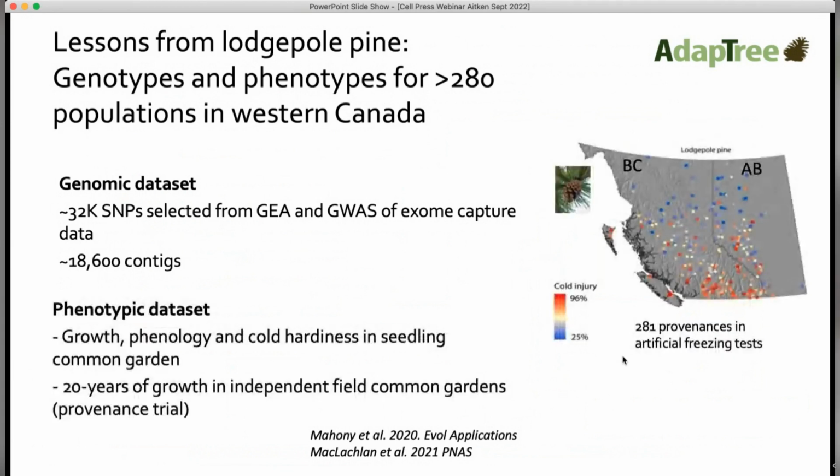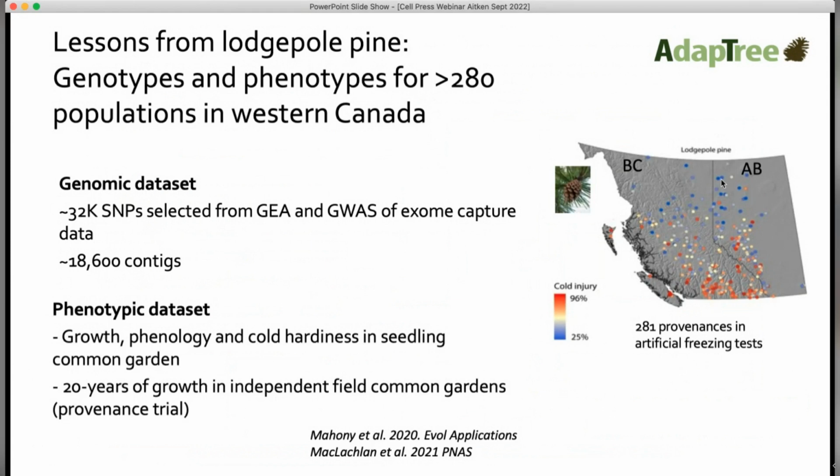We also had phenotypic data. We grew all these populations in common gardens, and we phenotyped traits like growth, timing of growth initiation and cessation, and cold hardiness. We also have an independent data set for a reciprocal transplant field experiment with trees that had 20-year data. So over on the right here, you can see a map of the results of the cold hardiness assays from artificial freeze tests.